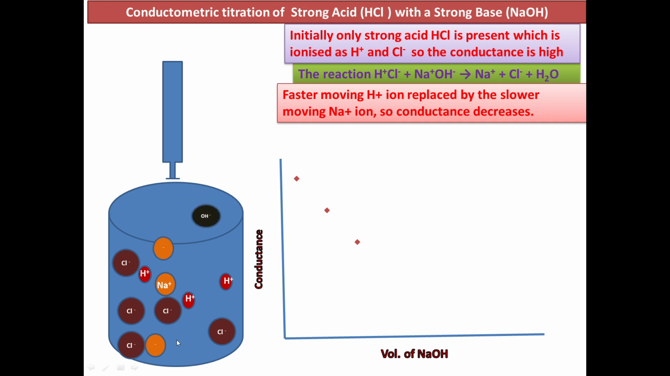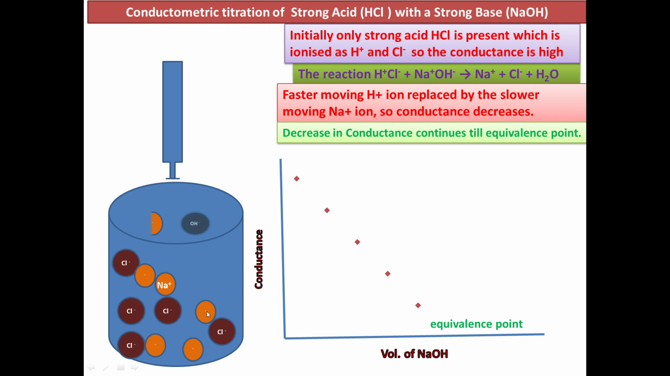Again, if you add NaOH, neutralization reaction occurs, H and OH react, forming H2O, and H plus is replaced by the Na plus ion, which is slower in speed, so the conductance again decreases. If you again add NaOH into the solution, the same reaction occurs and conductivity decreases. Now all the H plus ions from the solution get neutralized by NaOH. This point is known as the equivalence point, and the conductance of the solution decreases till the equivalence point.